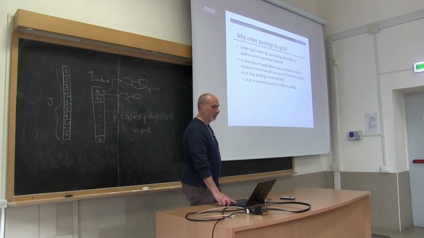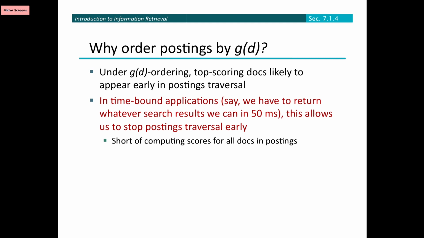Let's say, why 50 milliseconds? If you want to be 500 milliseconds overall, let's say 50 milliseconds for this part. Then remember you have to build your result list and all that stuff. That's why you have to be fast here.